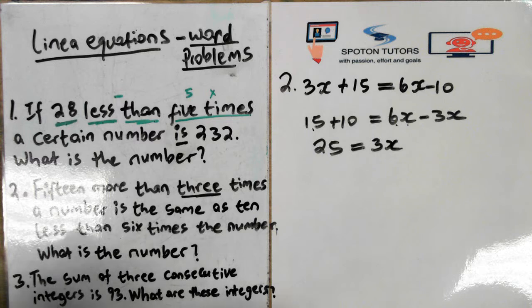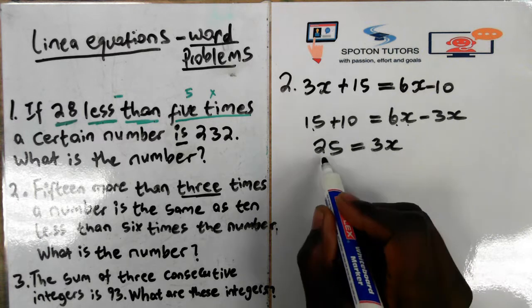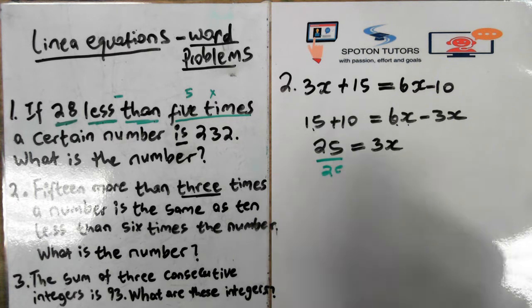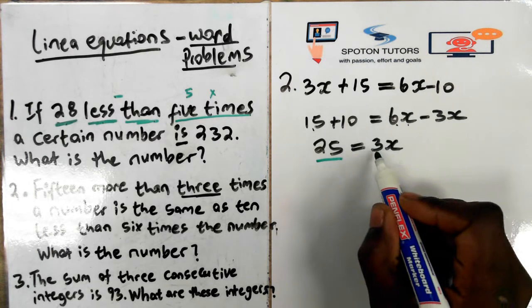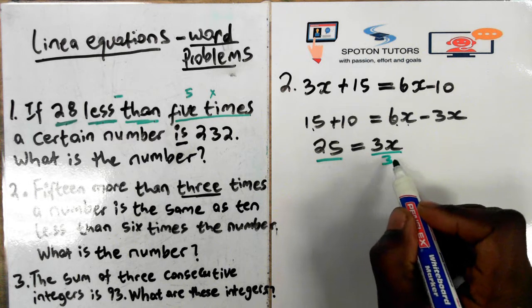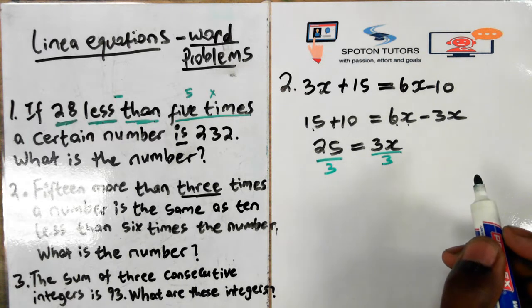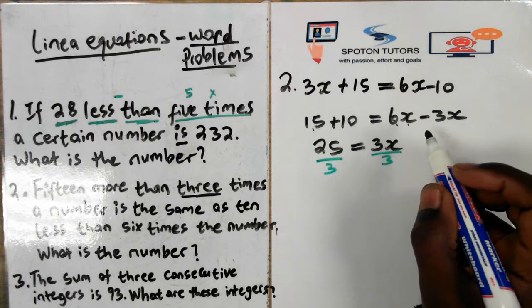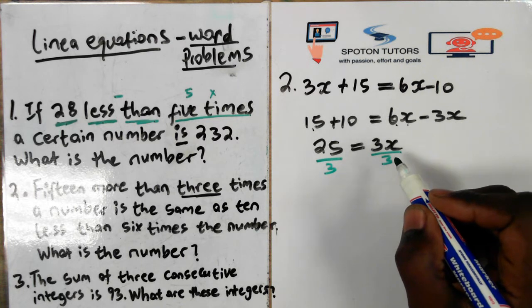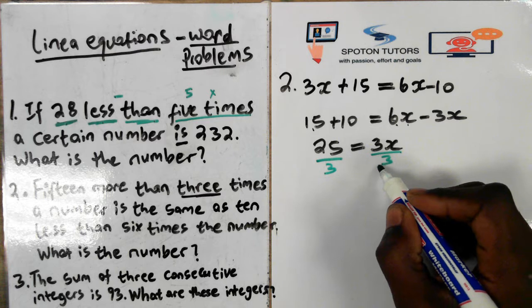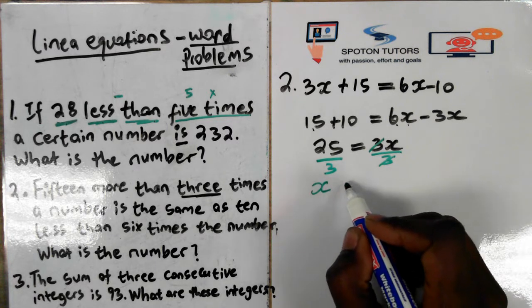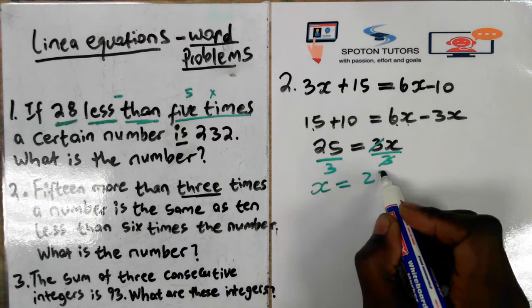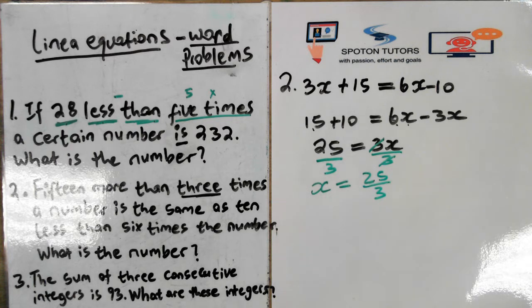So the final step, what do we want to do? We want to divide by the value on our unknown. The value multiplying our unknown is 3, so we're dividing both sides by 3. What does it give us? Right, so your answer is x is equal to 25 over 3.